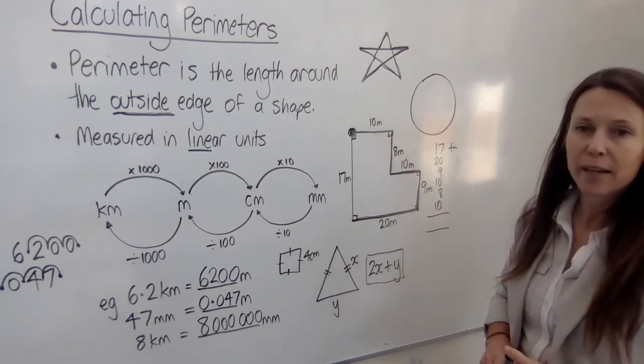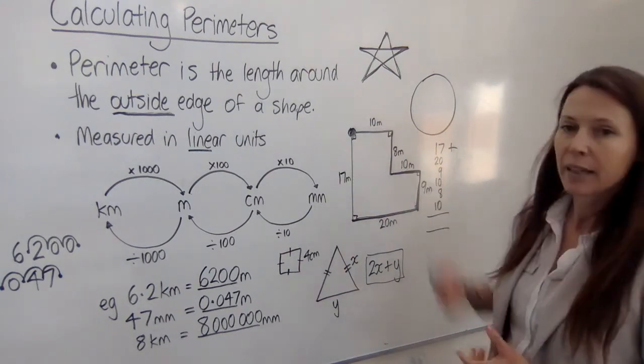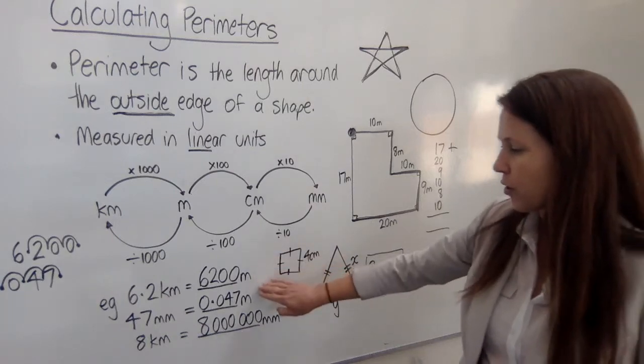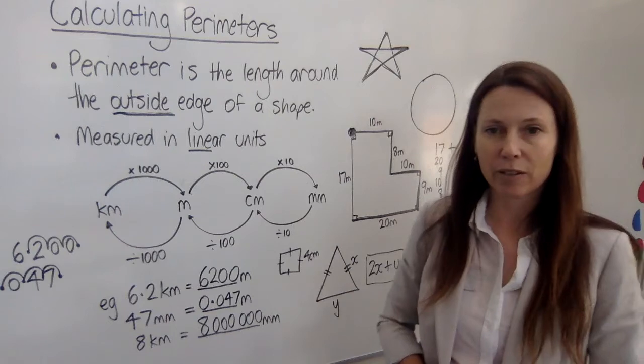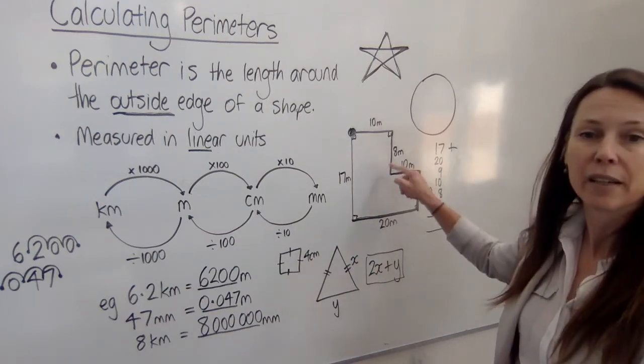So there you have it, calculating perimeters. Add up your lengths carefully, make sure you convert your units carefully, and look out for tricks like dashes on lines or missing intervals.